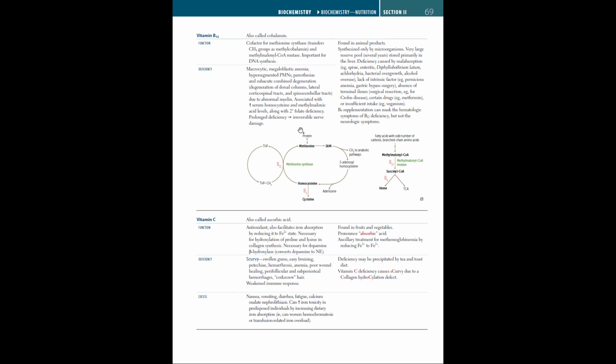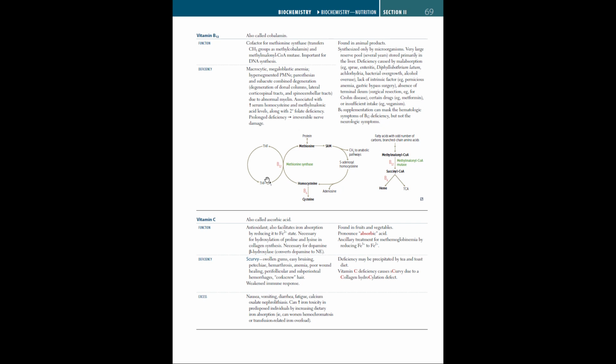Now again, like we said before, vitamin B12 deficiency is likely caused by malabsorption. For example, enteritis or achlorhydria or bacterial overgrowth or alcohol overuse. Or the lack of an intrinsic factor, for example, in pernicious anemia or gastric bypass surgery, which is absent of the terminal ileum where vitamin B12 is absorbed. Now, certain drugs, such as metformin, can also lead to vitamin B12 deficiency. And again, vitamin B9 supplementation can mask the hematologic symptoms of vitamin B12 deficiency, but not the neurological symptoms.